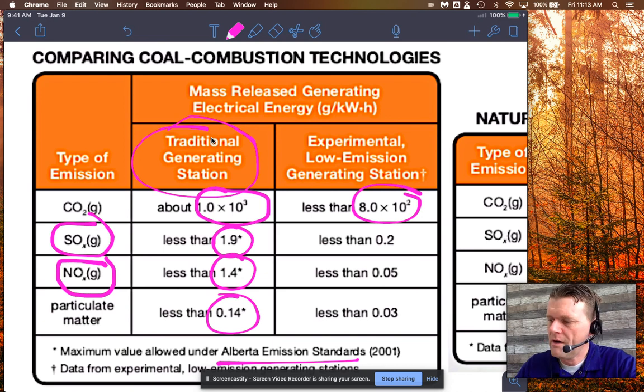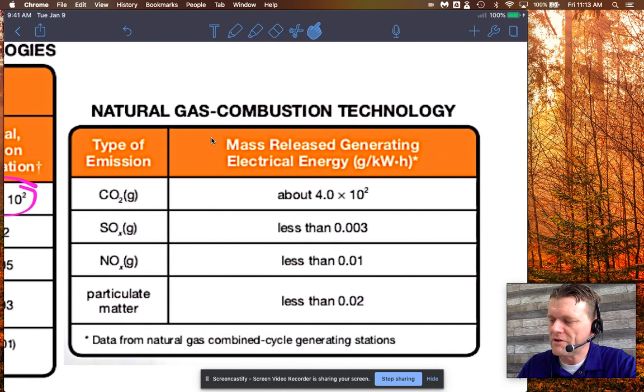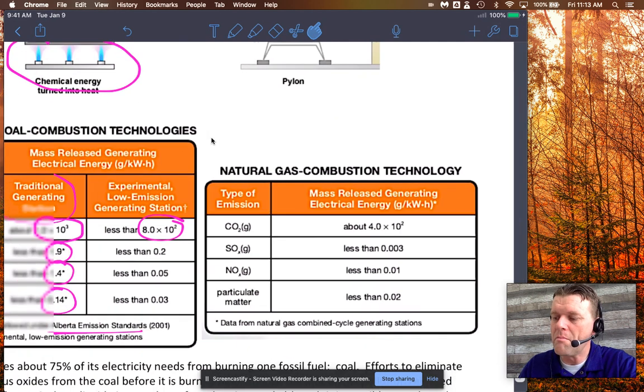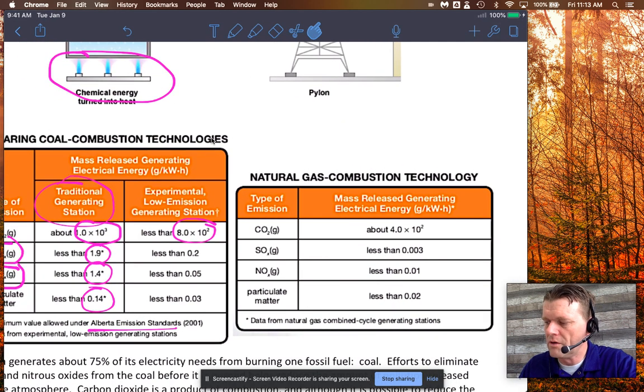So definitely better. But then look here, natural gas. Oh, natural gas is even better in terms of a fossil fuel. It's all the way down to 400 grams per kilowatt hour. The sulfur and nitrous oxides are crazy reduced. They're almost imperceptible. And then, yeah, sure, the particulate matter is dropped as well. So that's good.